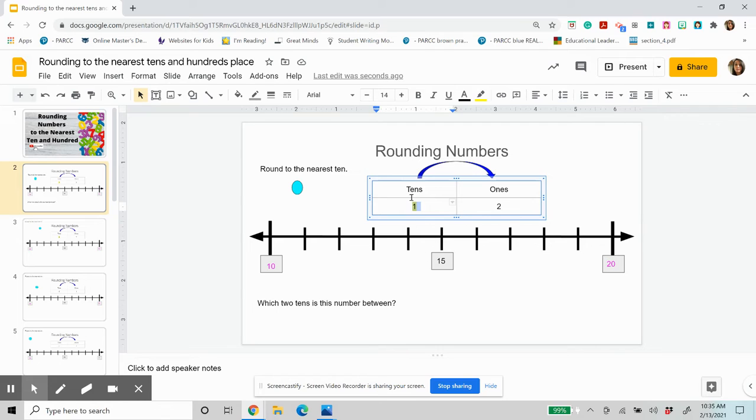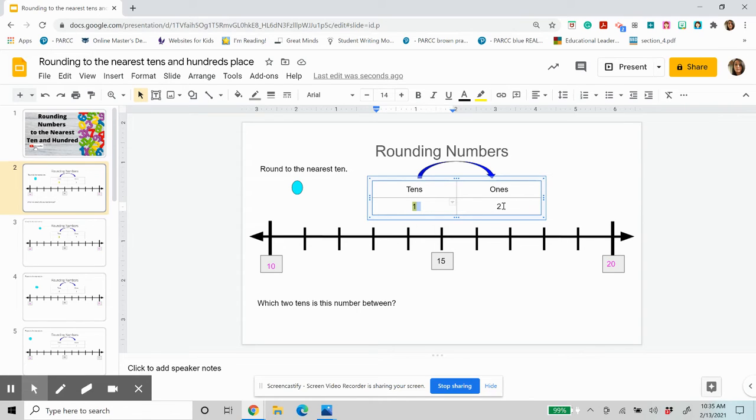Okay, so if we've done our tens, we've got our number line 10, 20. Now we want to look at the number to the right of it. This is going to be our deciding factor, the 2. We're going to look to see if that 2 is less than 5 or 5 or greater. And right now 2 is less than 5. So if we were to look at our number line again, 10, this would be 11, 12, 13, 14, 15, 16, 17, 18, 19, 20.